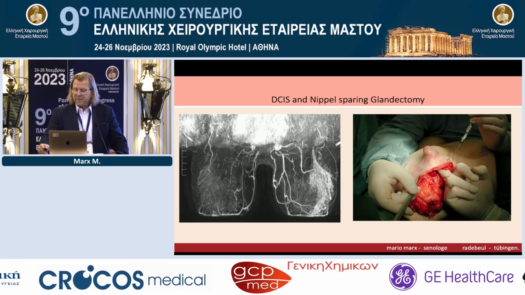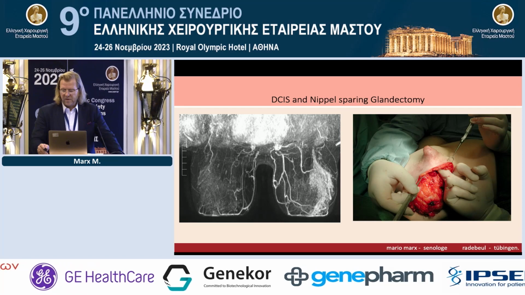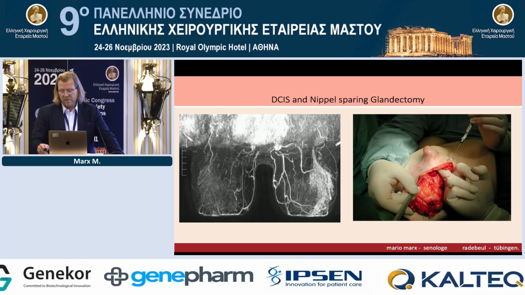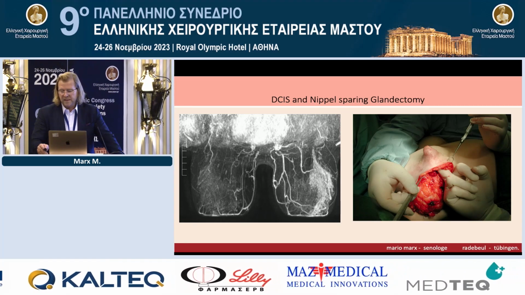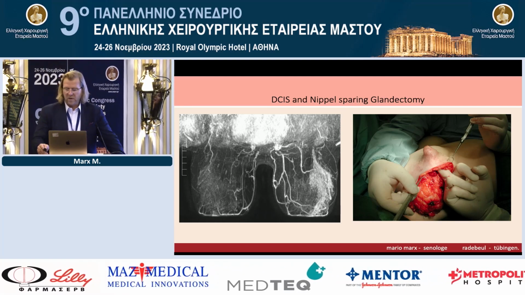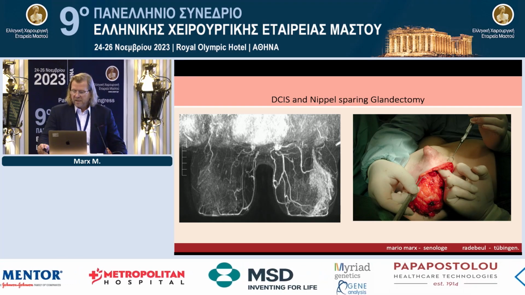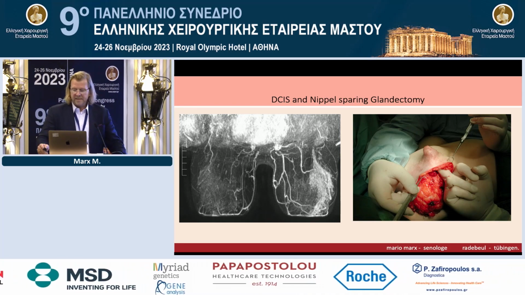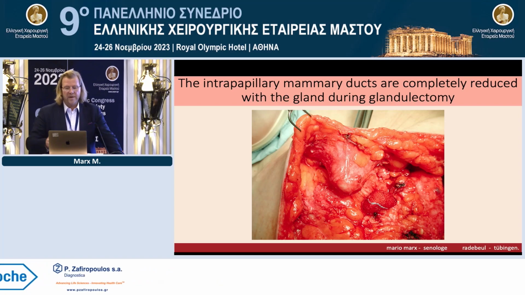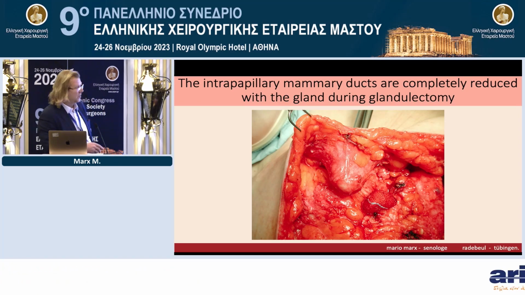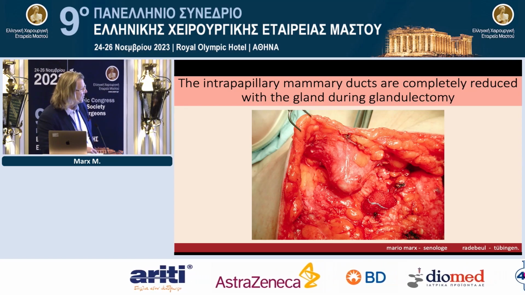The example demonstrates a patient with an extensive DCIS quite close to the nipple. By performing the right technique and using the right tools, it is possible to conserve the nipple and receive a free margin status from the pathologist. Therefore, we resected the glandular duct from the nipple using a bipolar forceps. You can see this from the inside on the next slide. The intrapapillary mammary ducts are completely removed with the gland during glandectomy, and with it, the epidermis remains.